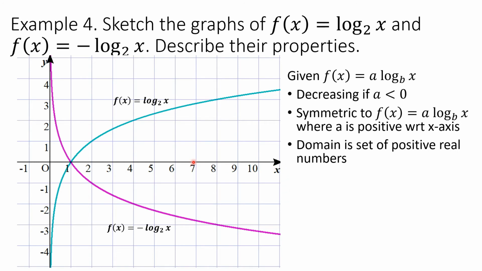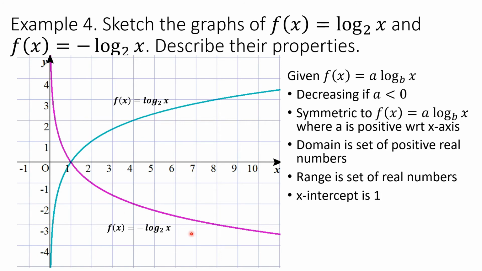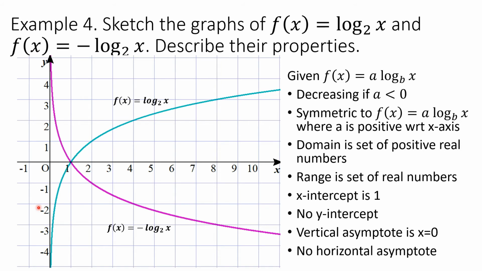Next, the domain is the set of positive real numbers. So even if a is negative, still the x values are positive. And still the range is the set of real numbers. So the y values still can take positive numbers, 0 and negative numbers. We are talking about the y coordinates of the points composing the graph. Then the x-intercept is still 1, even if a is negative. Still, there is no y-intercept, and the vertical asymptote is still x equals 0. Because like the blue curve, the purple curve with a negative a approaches 0 or the y-axis, but it does not touch it. So that means the line x equals 0, which coincides with the y-axis, still is the vertical asymptote. And there is no horizontal asymptote also.